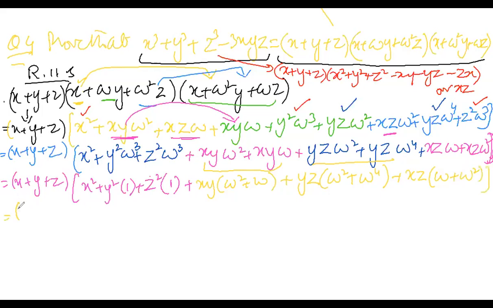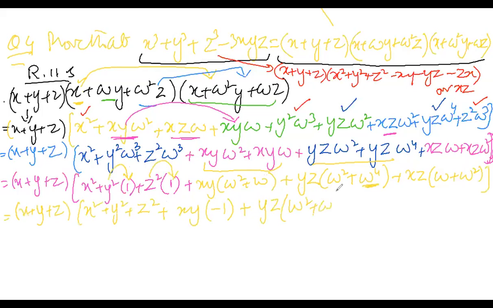Now, dear student, we can write x plus y plus z, then x square, y square into 1 will get plus y square. Similarly, z square into 1 will get z square plus xy. We can write it like this: omega square plus omega, as you know, is equal to -1. So we'll write -1. Similarly, yz, if you remember this, we can write omega plus, we can expand it.